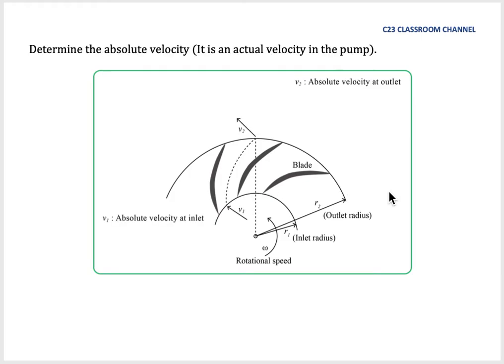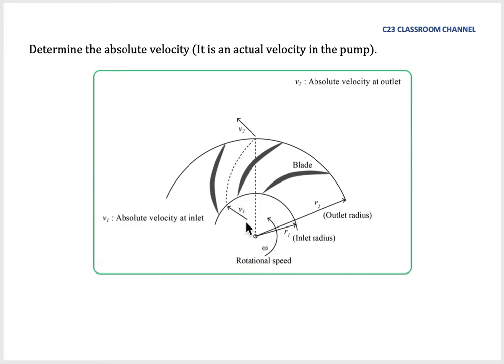Next, we look at the blade angle. This is a very important step. The first one, you need to draw the absolute velocity. What is absolute velocity? Absolute velocity means the actual velocity of the liquid traveling from the inlet, the eye of the impeller, to the blade area.